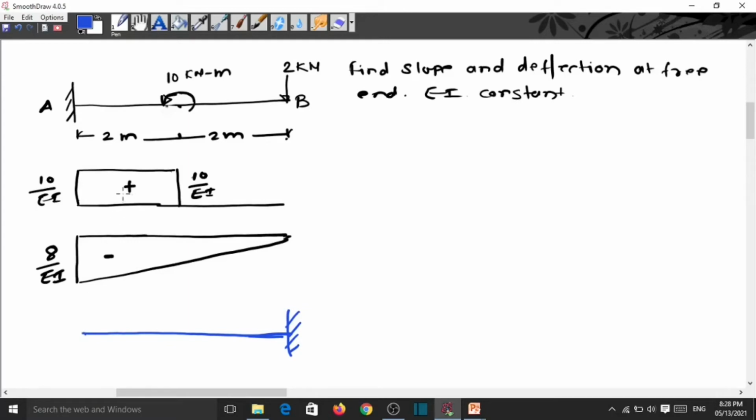Now apply both the loads on this beam. We know we apply the sagging bending moment in the upward direction. So this is the bending moment, this is 10 by EI and this is 10 by EI. So this load is an upward load. This is in the upward direction. And now we are applying this hogging load in the downward direction as per the sign convention.